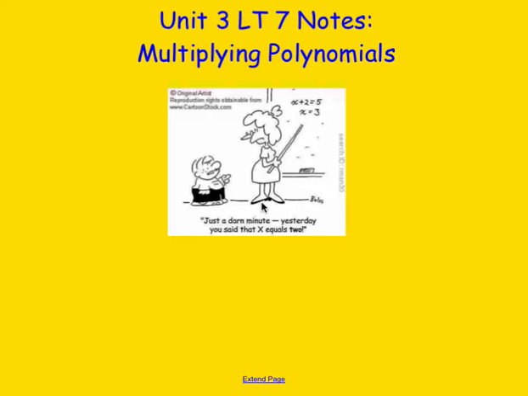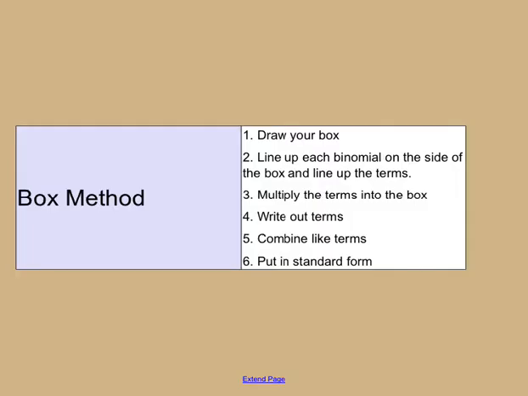So if you guys are thinking back to biology, you did something called a Punnett square. And we're actually going to be using that Punnett square idea for something we're doing today. I call it the box method. So the box method is an easy way of multiplying two binomials. It kind of lays it out nicely for us.